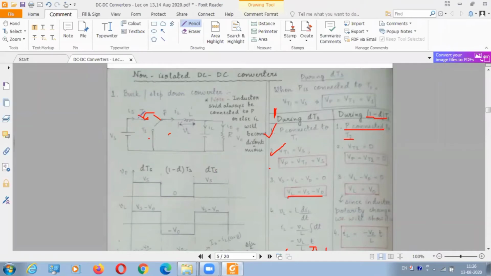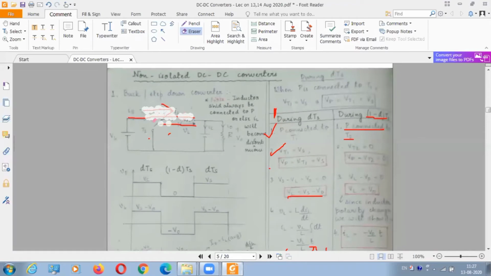Whatever the current flowing through T1 to P, my current direction is which one? T is connected to P1, so my current direction is T1 to P only. So my current IT1P, if I draw, will be positive. If I draw IPT1, then it will be negative. My current is flowing from T1 to P, so IT1P is positive, and that is nothing but the inductor current, because whatever the current flowing through this is flowing through the inductor only. So IT1P is nothing but the inductor current, IL.